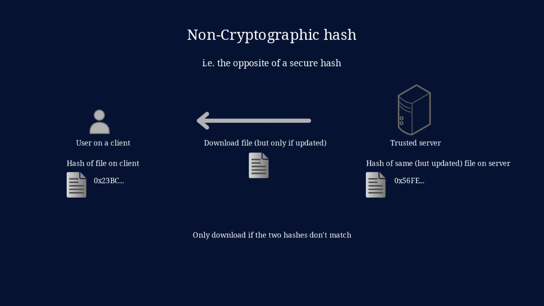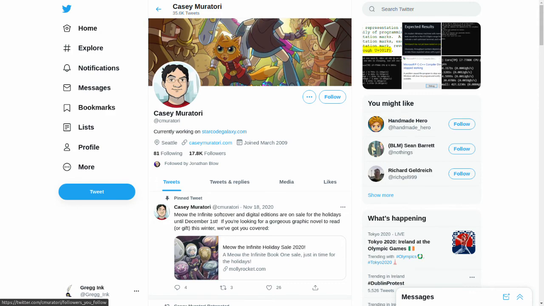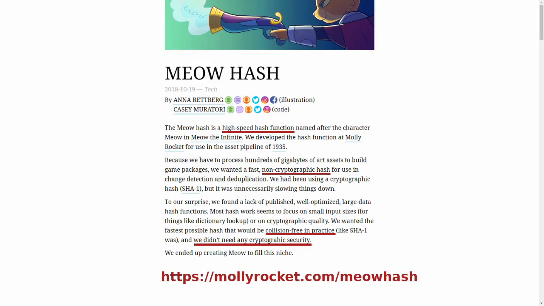So there is this YouTuber programmer, Casey Muratori, and he developed the Meow hash. The Meow hash is a hash which is designed to be fast, and it is intended for exactly that kind of purpose.